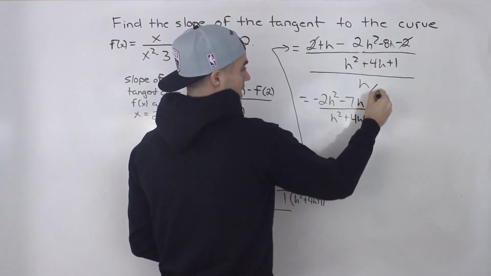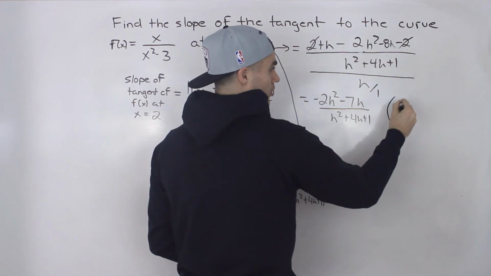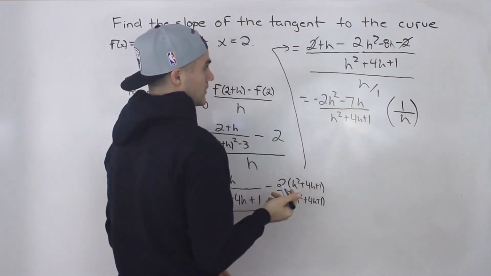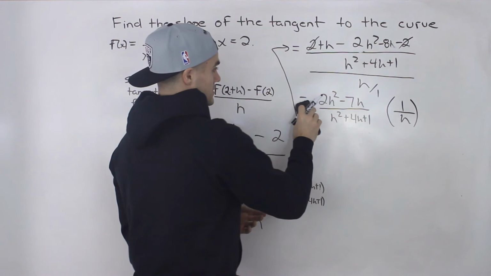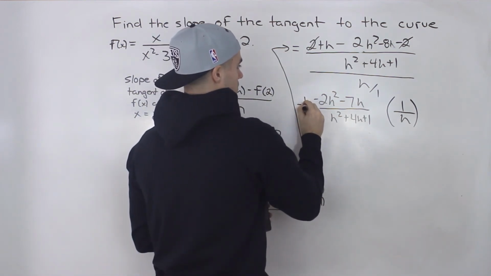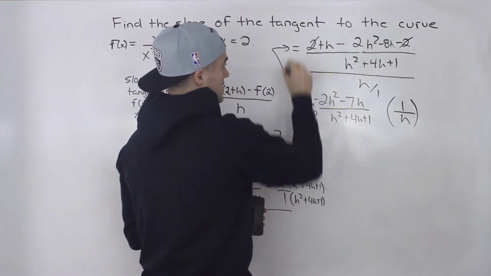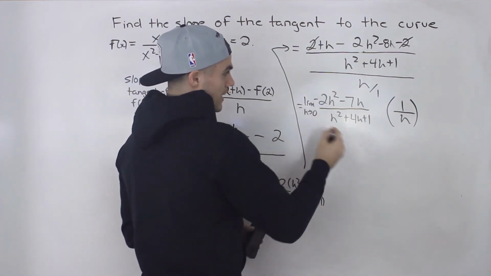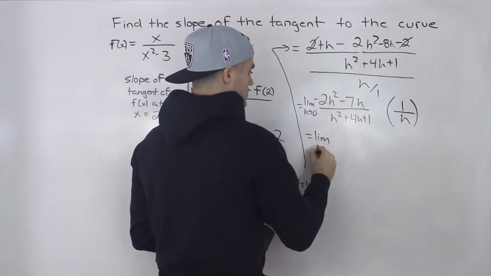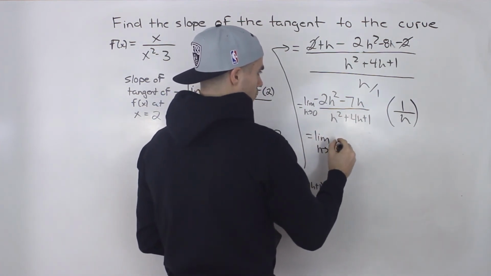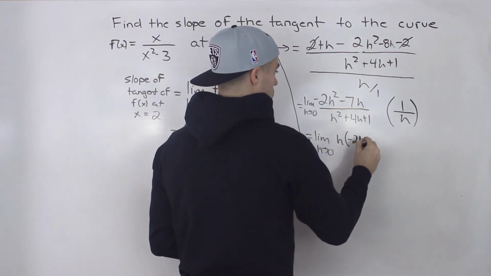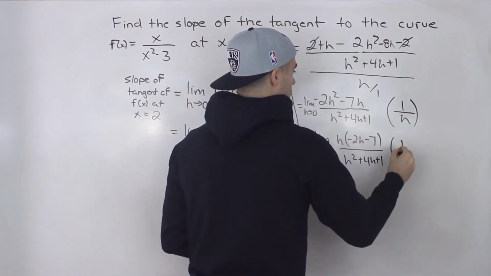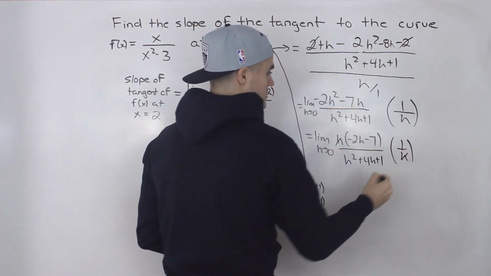And then we're still dividing by this h, but it's like we're dividing by h over 1, so that's the same thing as multiplying it by 1 over h. We still have to try to get rid of this h in the denominator. We can't plug in this limit as h goes to 0. I actually forgot to write this limit, so we should have limit as h goes to 0 here. Same thing up there. But notice from the numerator now, we can factor out an h, and then the h's would cancel out. So if we factor out an h from the numerator, we'll be left with negative 2h minus 7 all over h squared plus 4h plus 1, and then we'll be multiplying by 1 over h. Then notice the h's cancel out there.